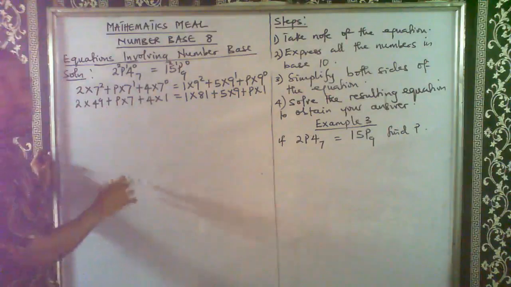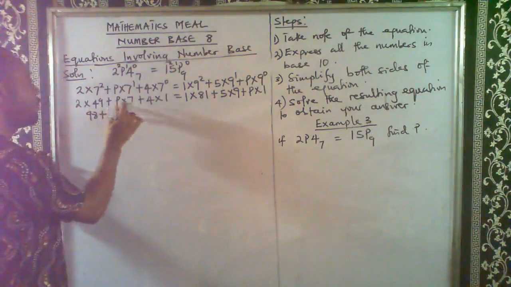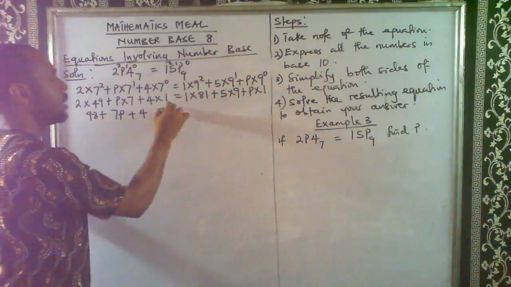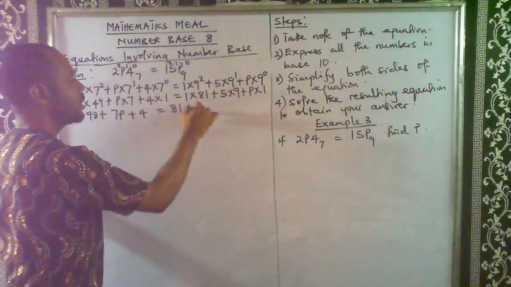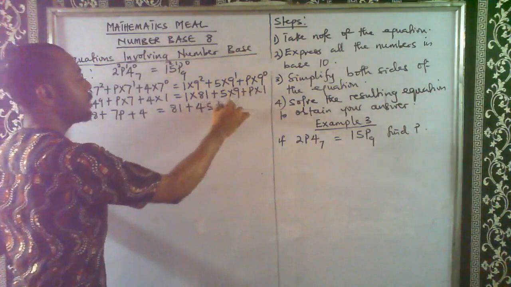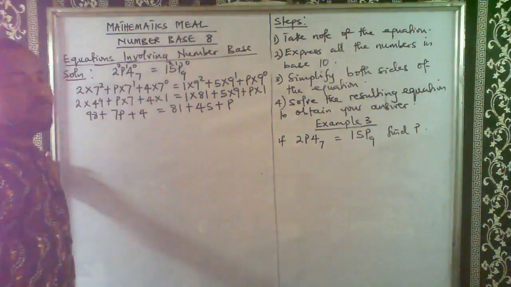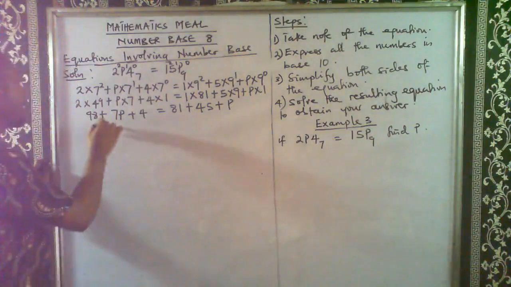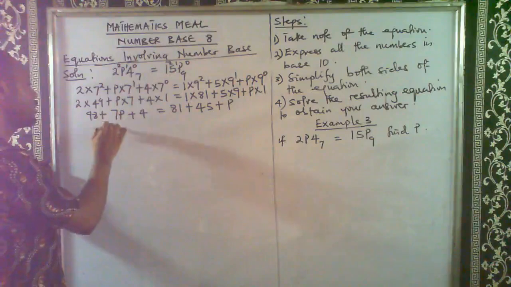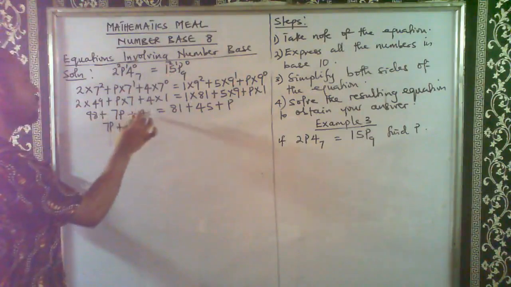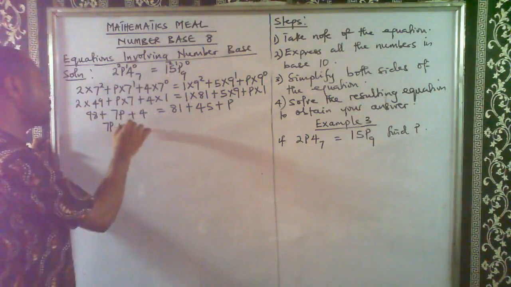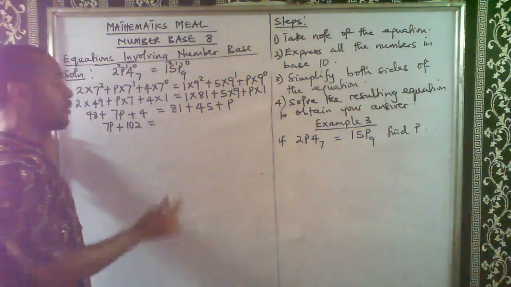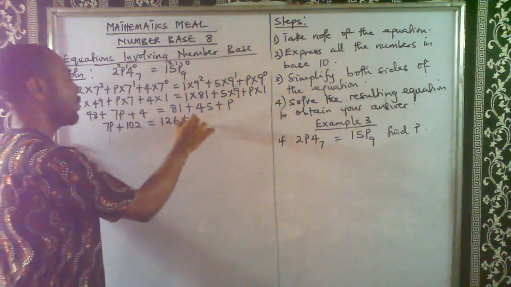So 2 times 49 will give me 98. P times this is 7p, plus 4, equals 1 times this is 81. 5 times this is 45. And p times this will just give me p. So we simplify further. I can write 7p plus 98 plus 4, which will give me 102. Now 81 plus 45 will give me 126 plus p.